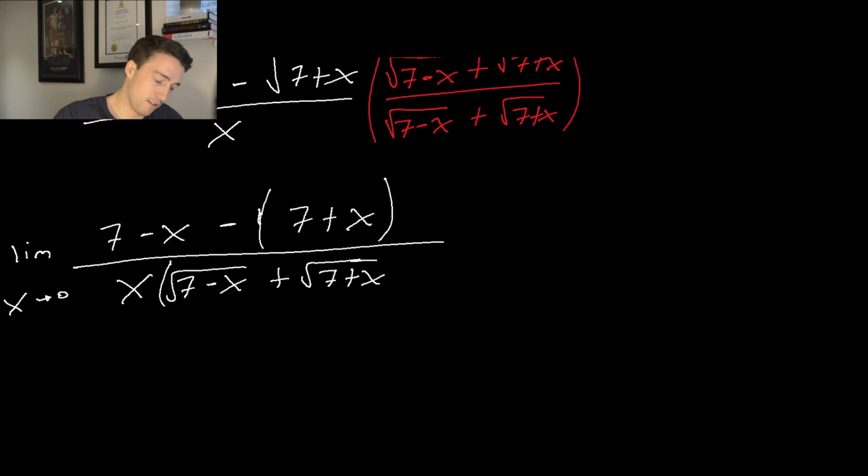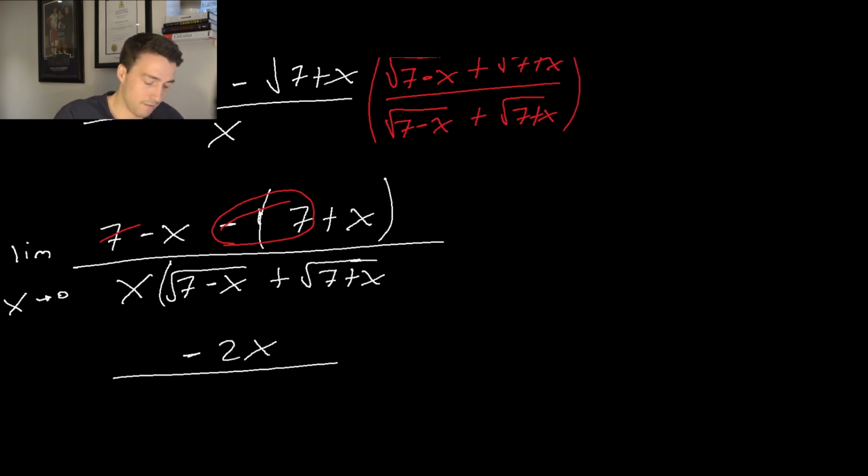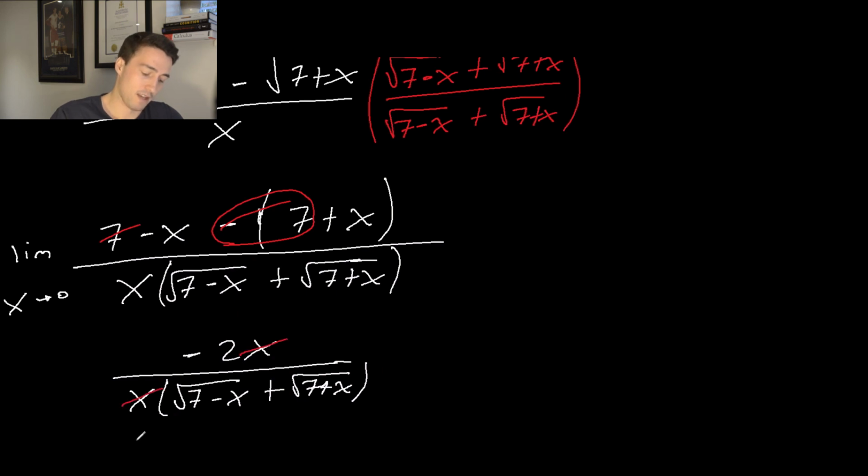Now, if we evaluate this, this will be 7 minus 7, so that's going to be a minus, so that will cancel. And it'll be negative x minus x, so this is going to be negative 2x divided by x, times the bracket of 7 minus x plus 7 plus x, all under square roots. And at this point, we can now evaluate this and cancel those out.